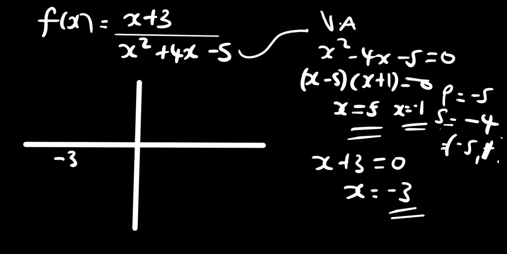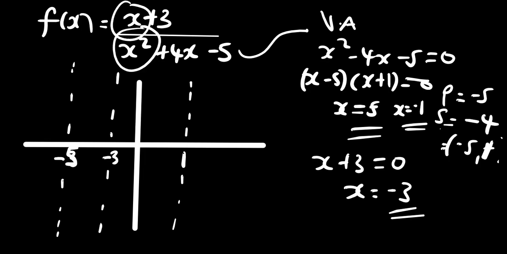Yes, so this would be negative 5, this is negative 3, negative 5 there, and our 1. Okay, so our graph shouldn't touch these points. Then the horizontal asymptote: look at the power of x in the denominator. It is greater than the one on the numerator, so your horizontal asymptote will just be the x-axis.